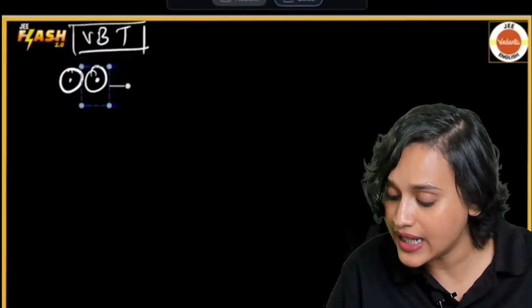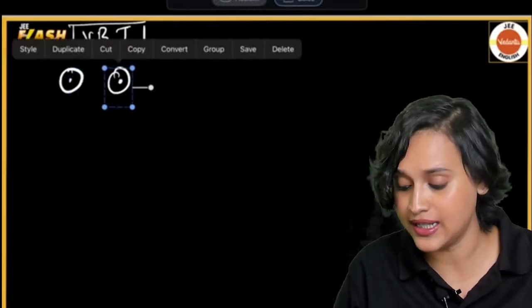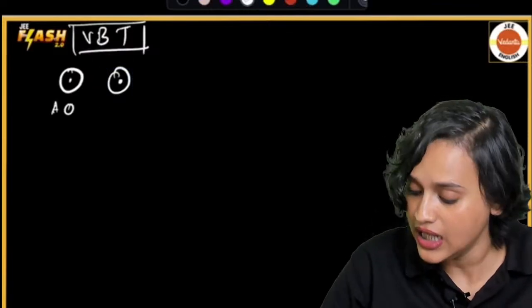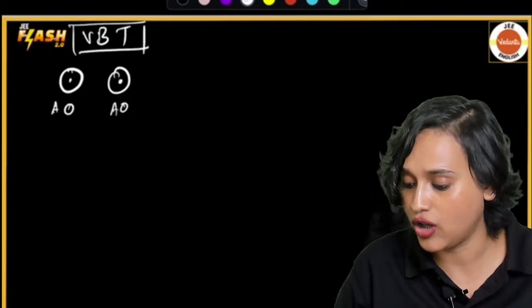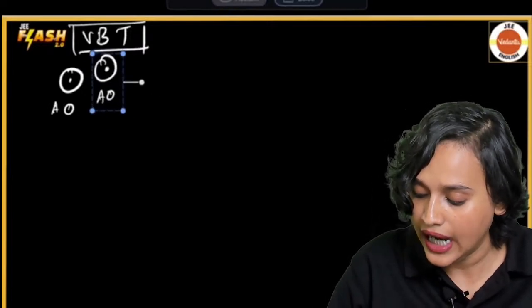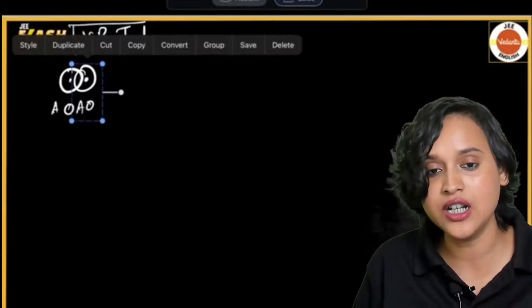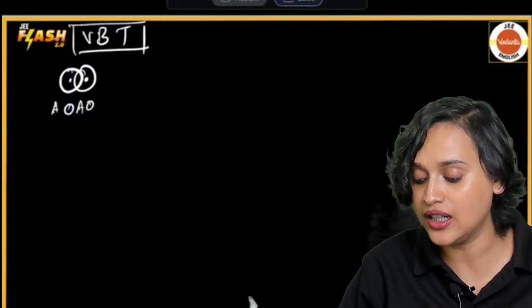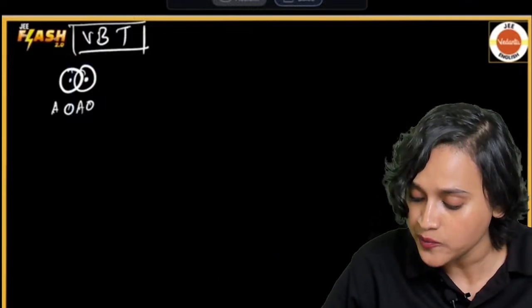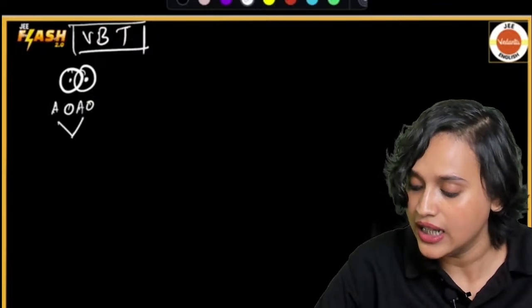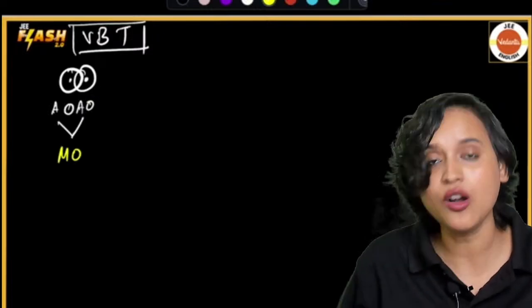Now when these two were separate, each is called an atomic orbital. But the moment I take this one and put it like this, after merging the first atomic orbital and the second atomic orbital together, they form a molecular orbital.